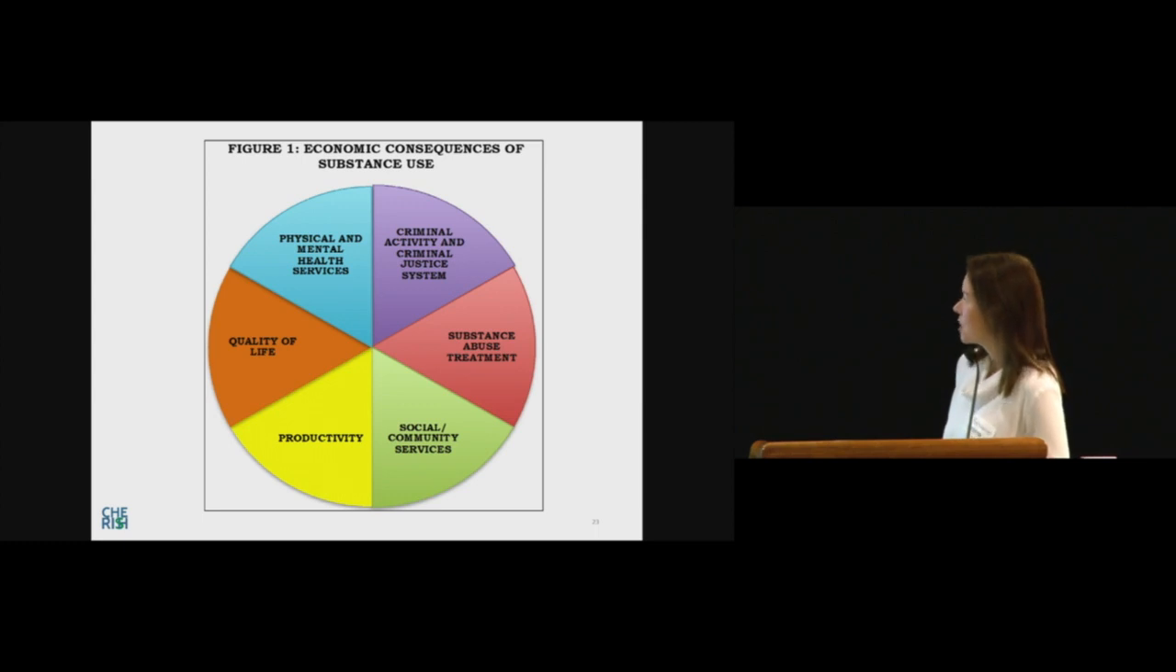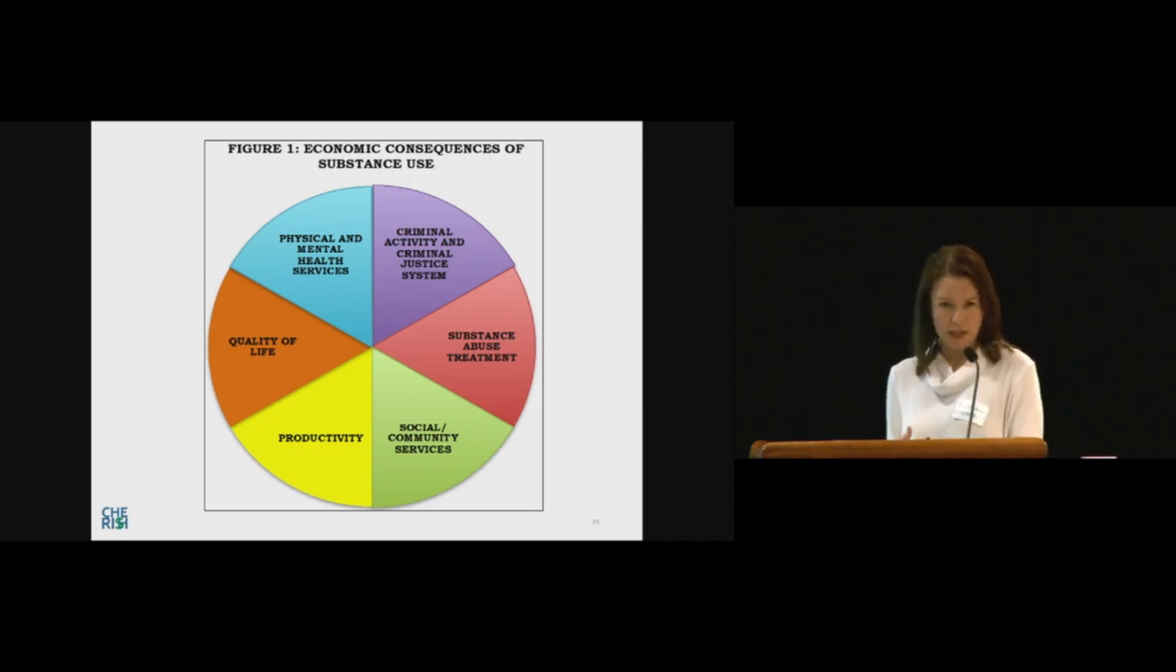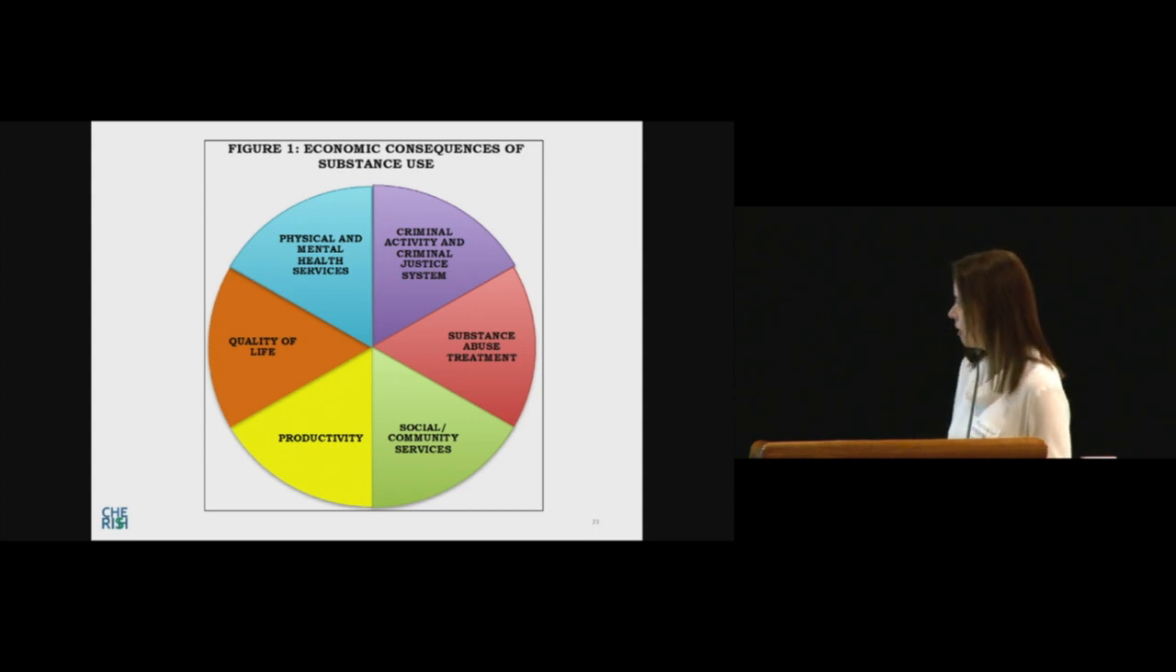So this is, I think, also a useful quick reference of all the different areas that we're talking about with substance use. There are really six that are represented pretty well in the literature and in a lot of the surveys used for outcome assessments in a trial of a substance use intervention. Here you've got physical and mental health services, criminal activity and the criminal justice system, substance use disorder treatment, social and community services, productivity, and quality of life.